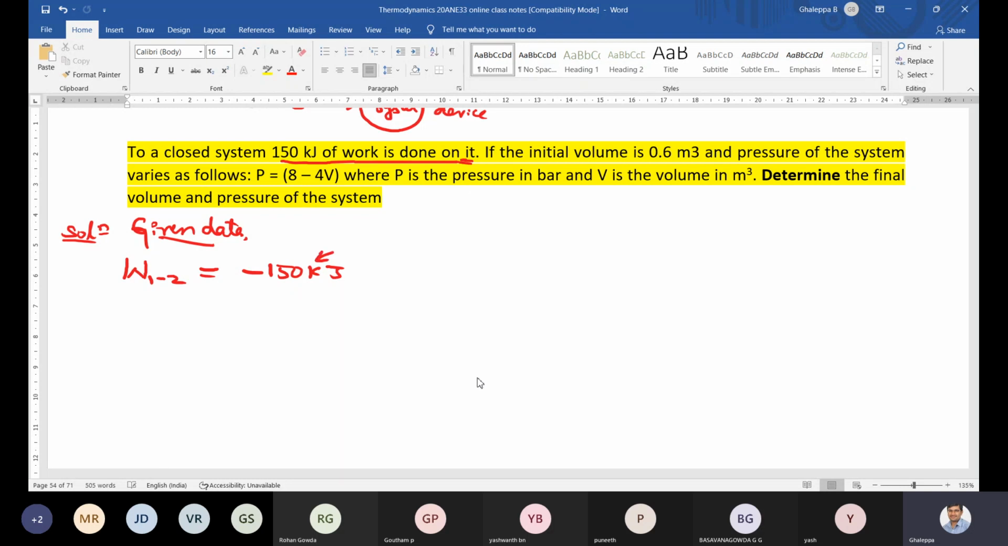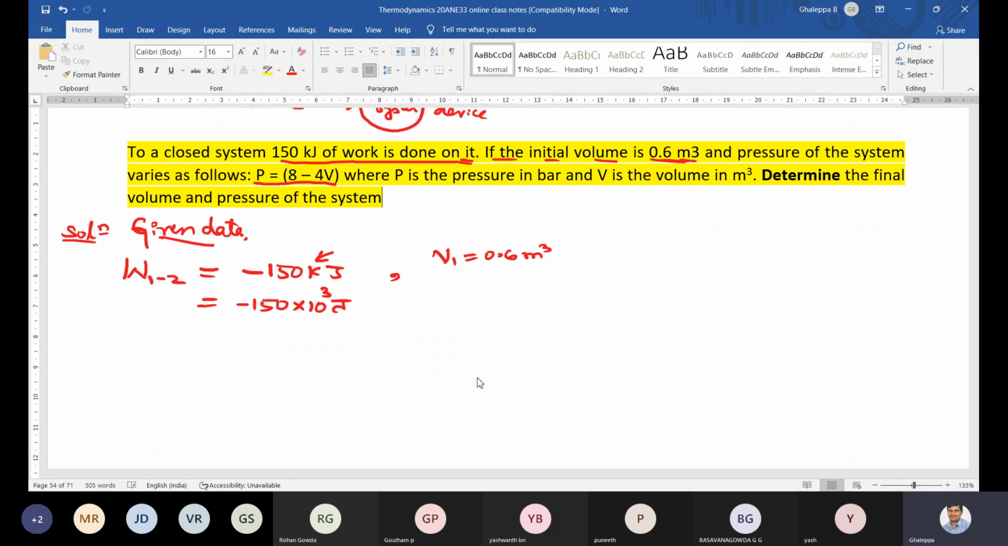Here you are seeing kilo. What you need to do? Convert kilo to joule. Kilojoule multiplied by 10 power of 3. Okay, next line. If the initial volume is 0.6 meter cube, which value is given? V1, 0.6 meter cube.